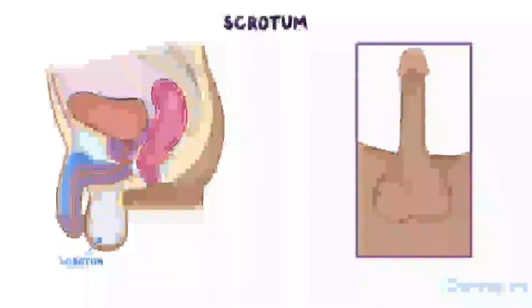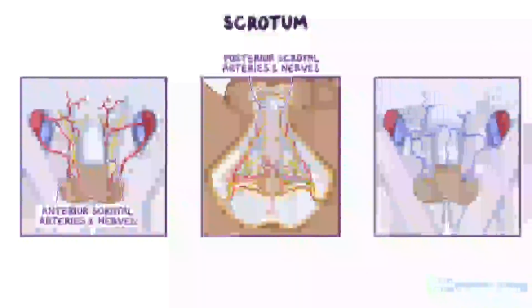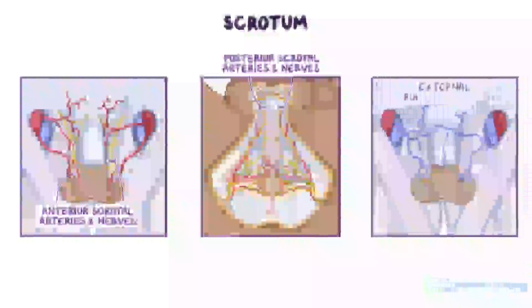Next up is the scrotum, which lies postero-inferior to the penis and has a line called the scrotal raphe on its midline, which is continuous with the penile and perineal raphes. The scrotum is supplied anteriorly by the anterior scrotal arteries and posteriorly by the posterior scrotal arteries and nerves. The scrotal veins drain into the external pudendal veins.